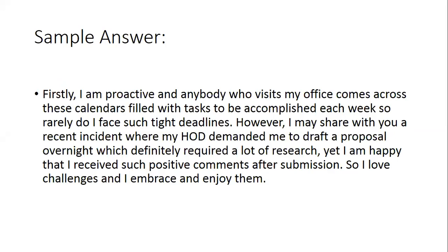Firstly, I'm proactive, and anybody who visits my office comes across these calendars filled with tasks to be accomplished each week, so rarely do I face such tight deadlines. However, I may share with you a recent incident where my HOD, or head of the department, demanded me to draft a proposal overnight, which definitely required a lot of research. Yet I am happy that I received such positive comments after submission. So I love challenges and I embrace and enjoy them.